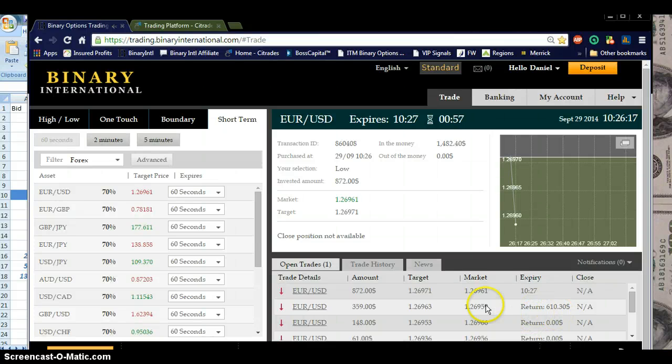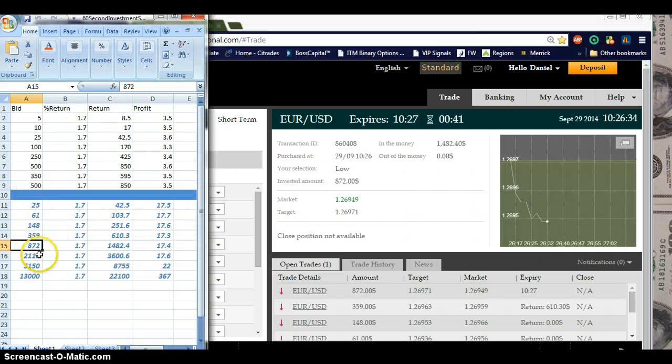Oh, okay. We actually did win that one. So, all right, but I put a trade in of 872. So we might just be lucky on this one. If we win, great. I can go back to 25. If we lose, I've got to put a recovery trade of 2118.